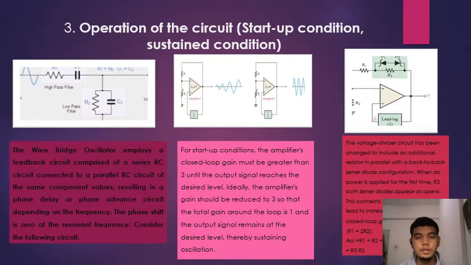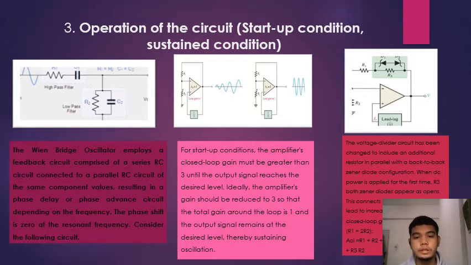Operation of the circuit, startup condition and sustain condition. The Wein bridge oscillator employs a feedback circuit comprised of a series RC circuit connected to a parallel RC circuit of the same component values, resulting in a phase delay or phase advance circuit depending on the frequency. The phase shift is 0 at the resonant frequency. Consider the following circuit above.